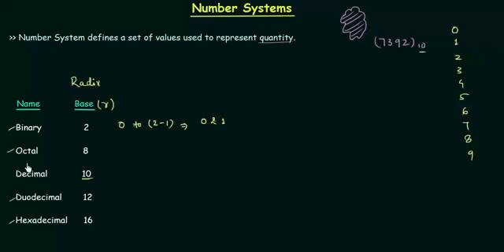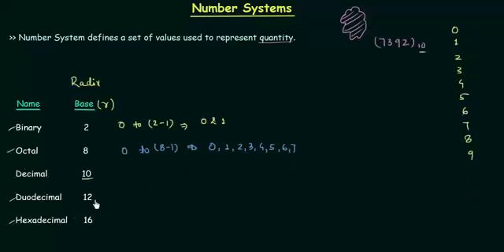In case of octal, the base is 8, so we definitely have 8 distinct digits in the octal number system, and they are from 0 to 8 minus 1, and this will give us 0, 1, 2, 3, 4, 5, 6 and 7. So these are the digits in the octal number system. For decimal, we have already seen 0 to 9, 10 distinct digits.